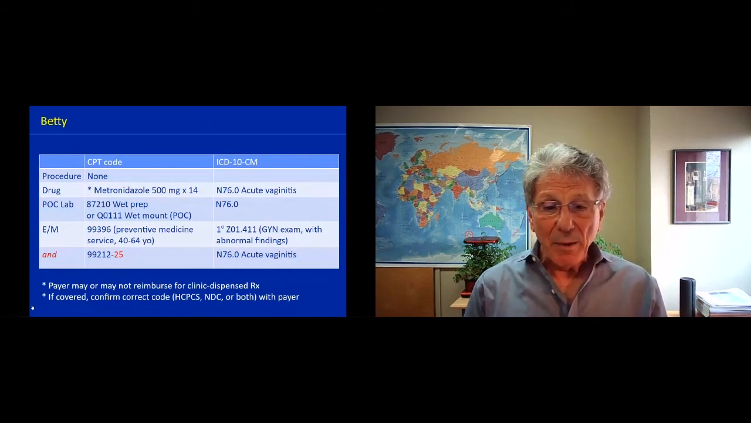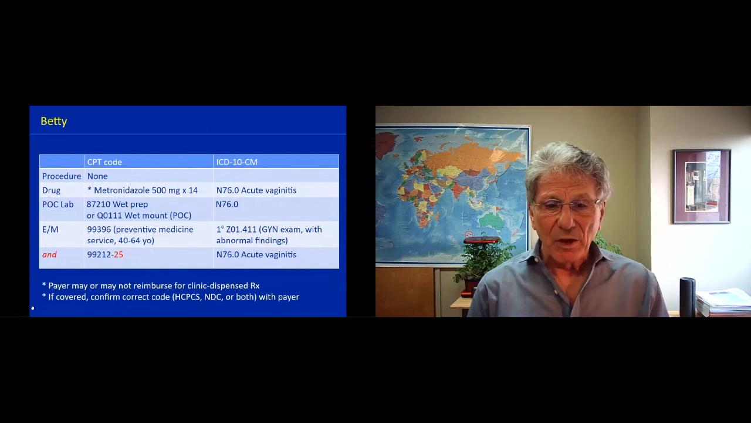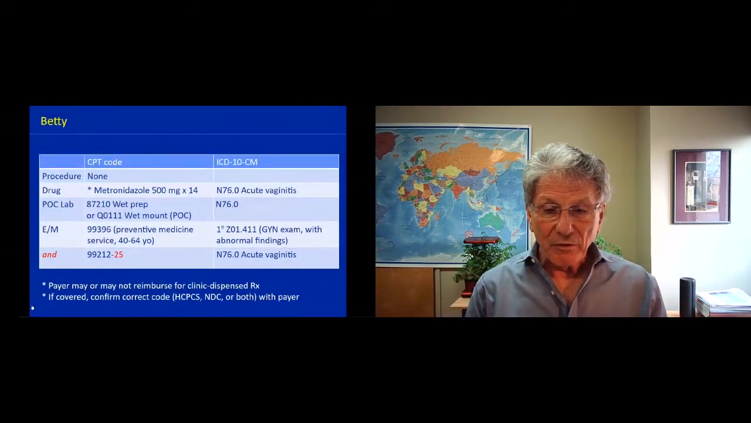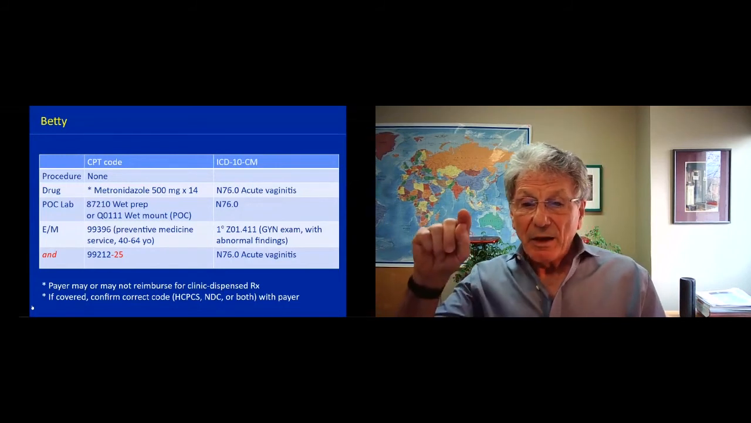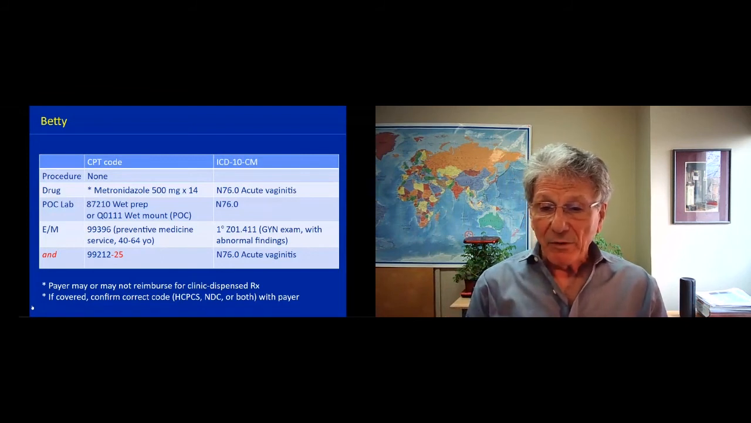Point of care lab was a wet mount, 87210, although some payers want the Medicare code, which is Q0111, so be sure to check with your payer. She did have her well woman visit, which is the preventive medicine service for a person between 40 and 64 years of age. The reason for that was a GYN exam with abnormal findings, so that's Z01.411. The abnormal finding was her acute vaginitis.